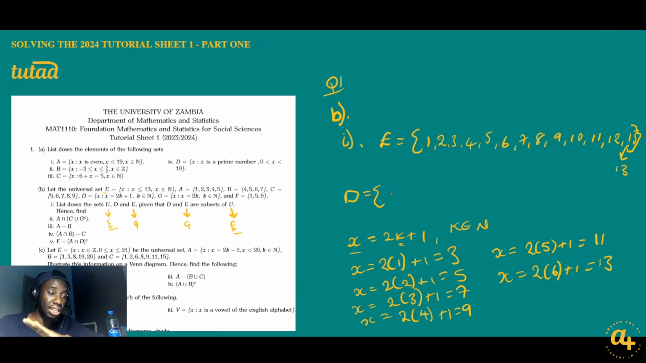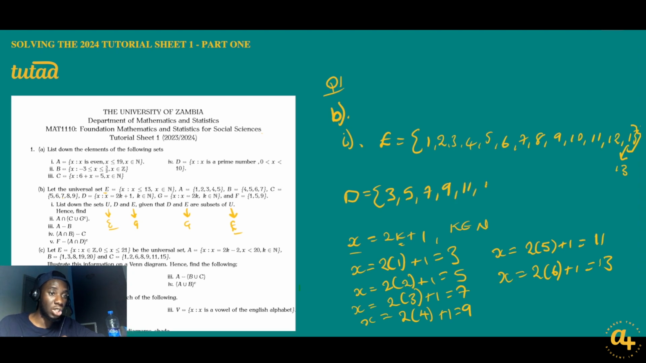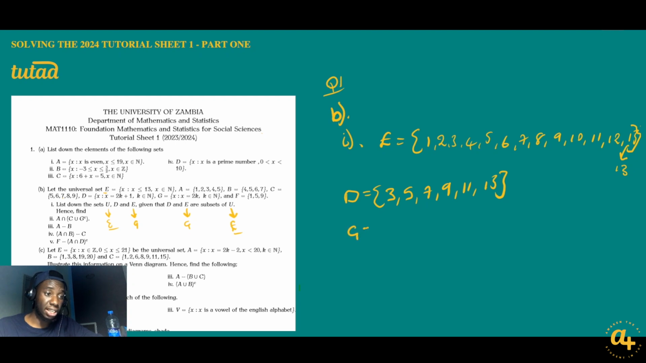So now that we are done with finding all our x's, we're now going to list down the elements in the set D in an orderly manner. So we're going to have 3 here, we're going to have 5, we're going to have 7, we're going to have 9, 11, and eventually 13. And by doing so, we've basically listed down all the elements in the set D. Now we need to move on and list down all the elements in the set G. Okay, so now let's list down the elements in the set G.